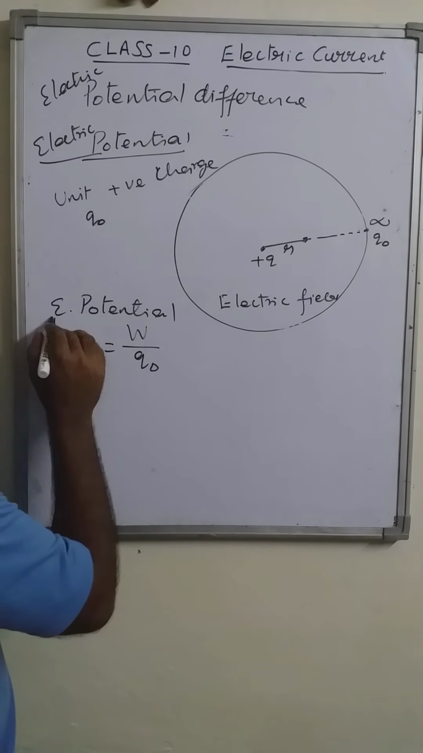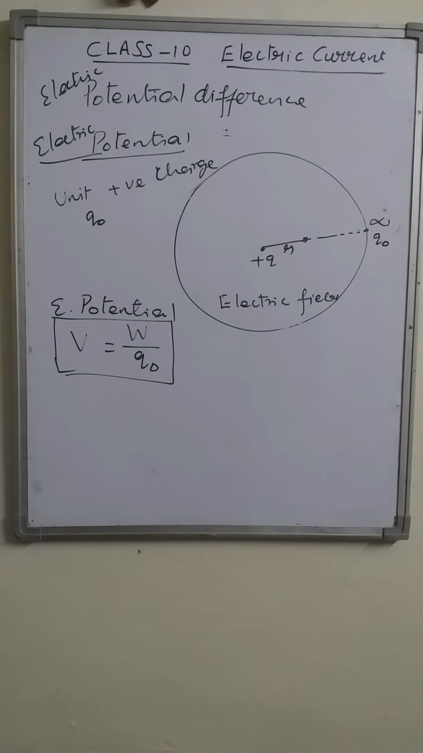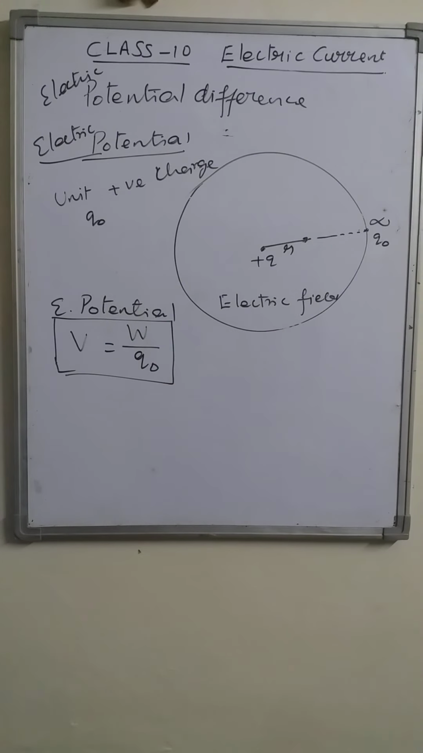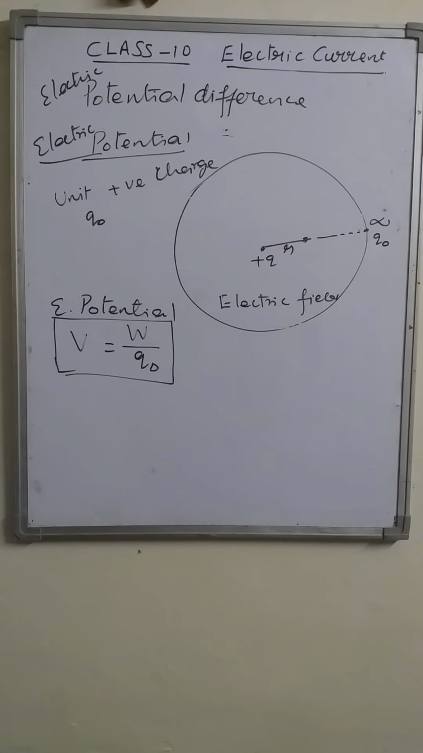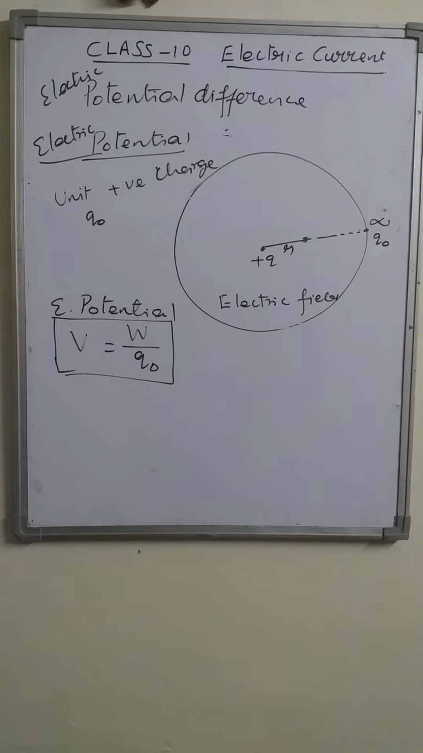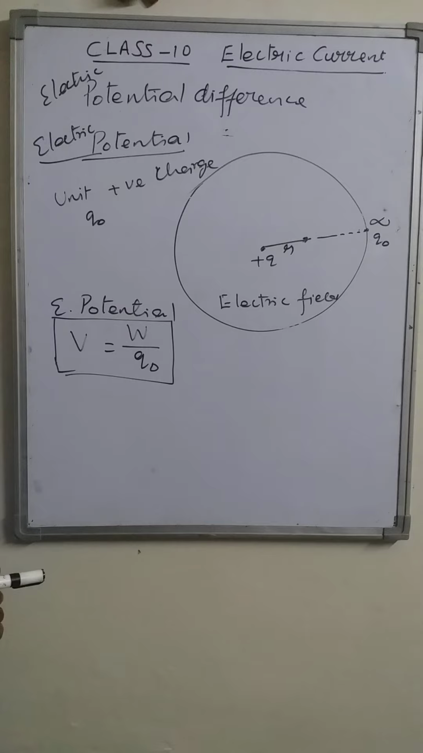So here we get the formula. This is the electric potential. Potential is the work done. For what? To bring the charge from infinity to that particular point. I think it is somewhat clear. I'm not saying completely. You understand? It is the electric potential.